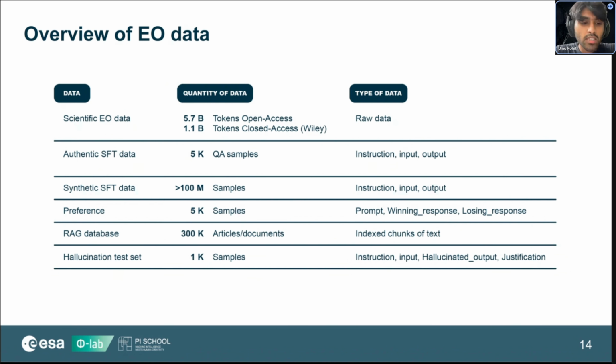And we also had 1K samples of a hallucination data set that we put together, which is just you have an instruction or a prompt, you have an input, and you have the hallucinated response for that particular input and a justification for why it is hallucinated.